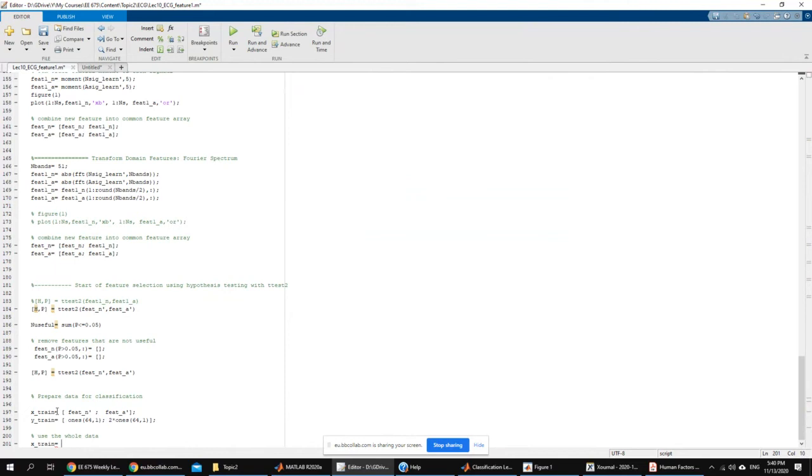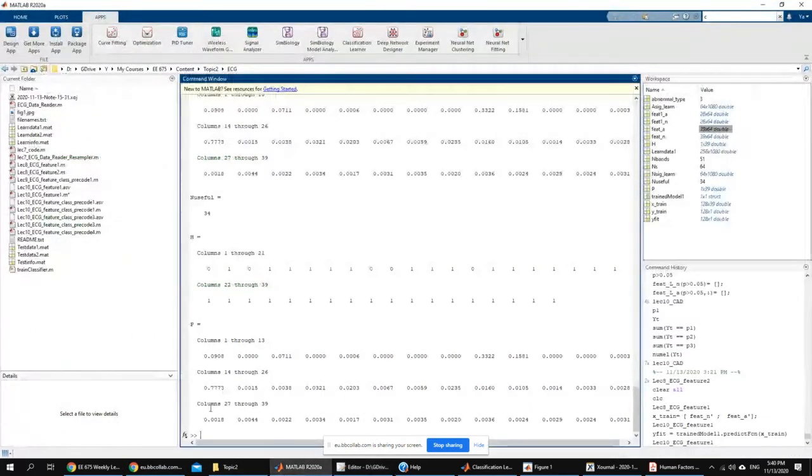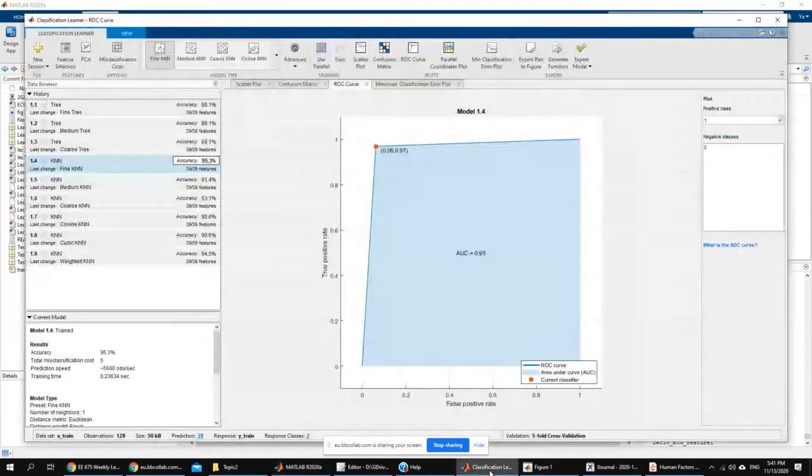X train equals NSigLearn and ASigLearn. I'm just going to use the whole data without extracting any feature. I'm going to have 128 times 1080. I'm just going to use the signals as they are, the signal points as features, and see whether it will work or not.